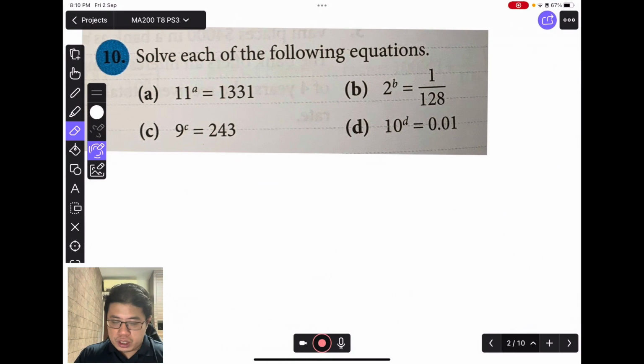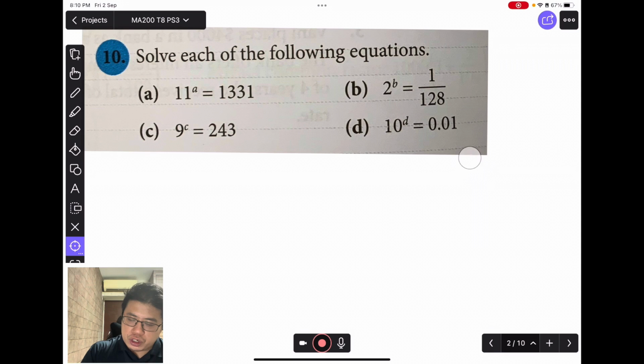Okay, so for this question is to solve each of the following equations. 11 to the power of a is equals to 1331. So let's start with 10a first.